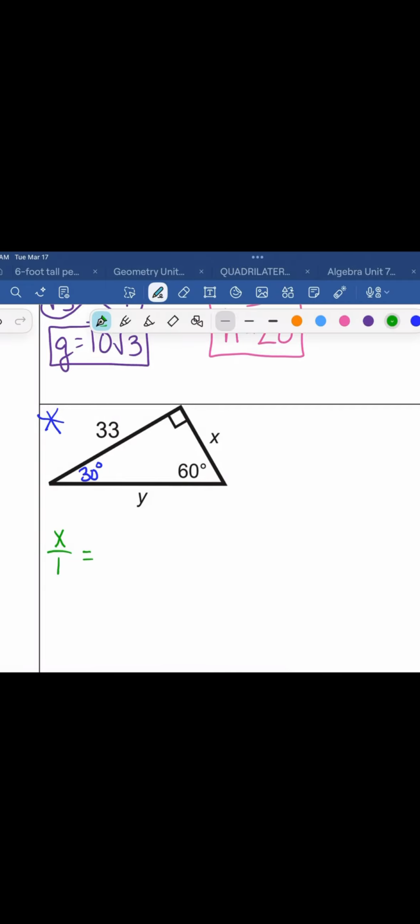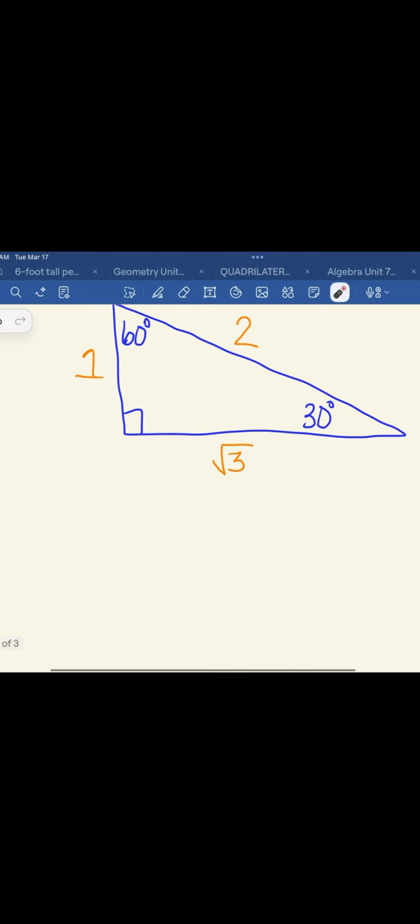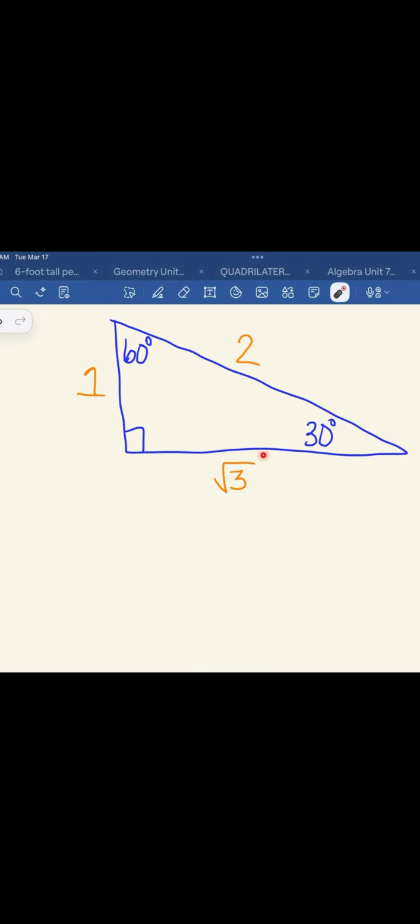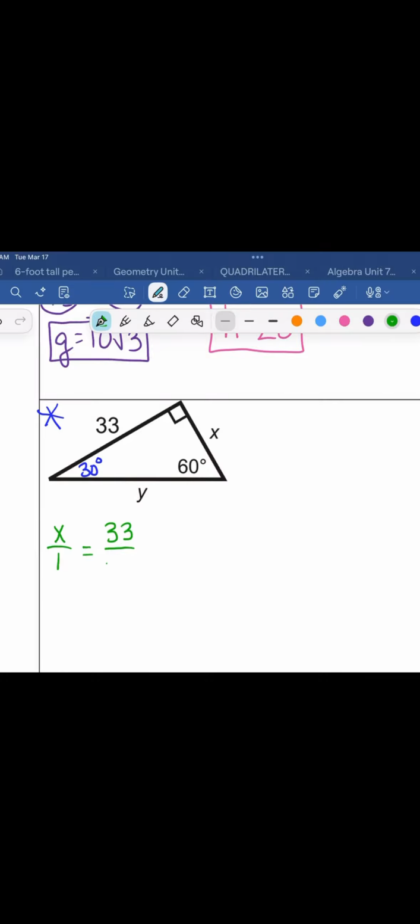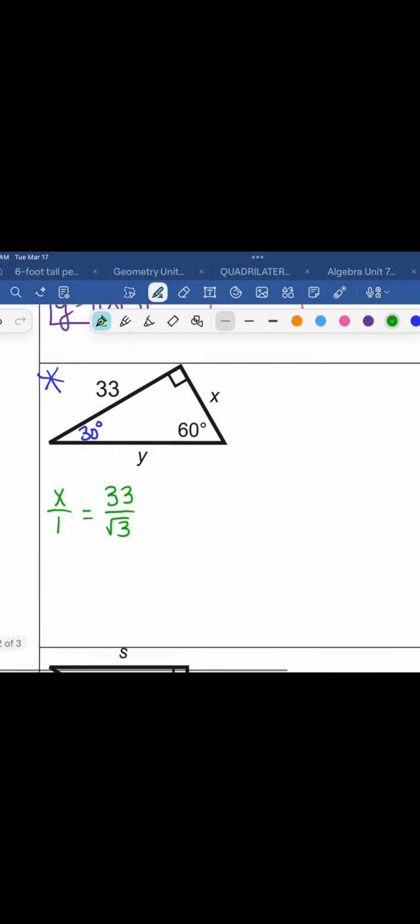over 33 is the side across from the 60, and the side across from the 60 is a square root of 3. So I'm going to go 33 over the square root of 3. And then cross multiply. X times the square root of 3 equals 1 times 33, which is 33. Then I'm going to divide by the square root of 3. We cancel there.